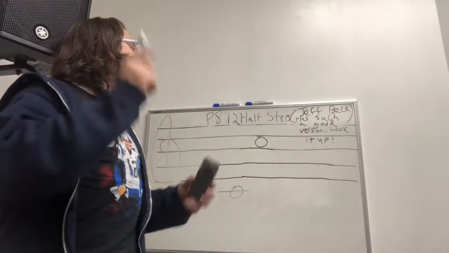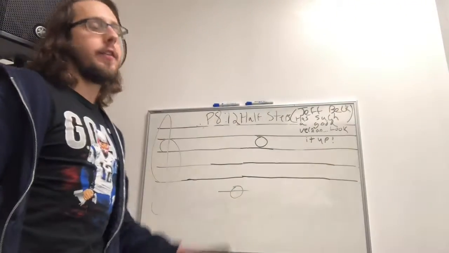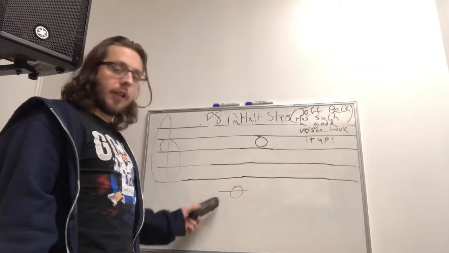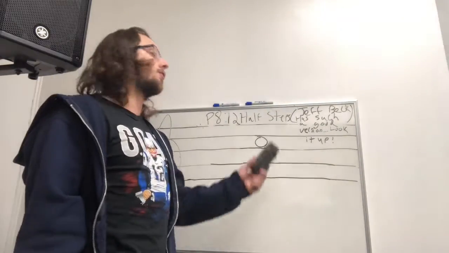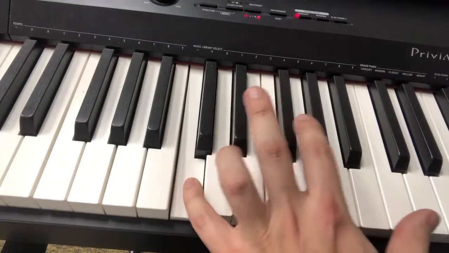And for our final interval, we have the perfect octave, and that is 12 half steps from C all the way up to C. The reference I use is the beginning of Somewhere Over the Rainbow.